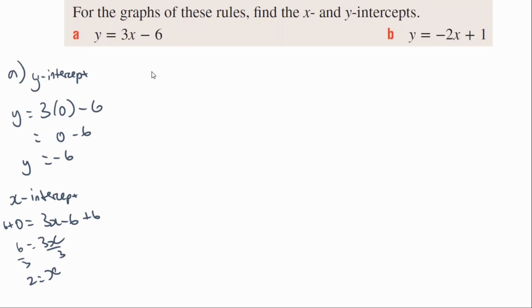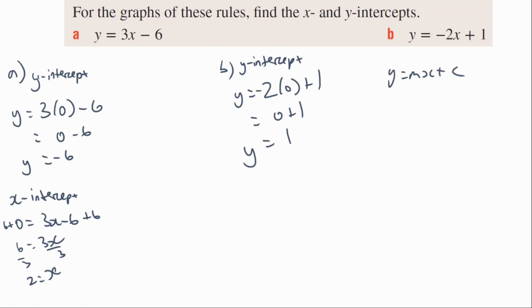Now let's have a go at the next question together. Y equals negative 2x plus 1. Remember, the y-intercept is just when x equals 0. So let's have a go at that. That gives me y equals negative 2 times 0 plus 1. That gives me 0 plus 1 equals 1. So the y-intercept is going to be 1. And now for the x-intercept, I'll just write x-int. That's when y equals 0, so 0 equals negative 2x plus 1.